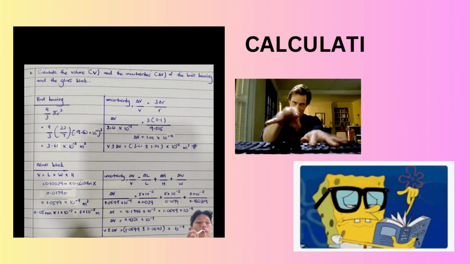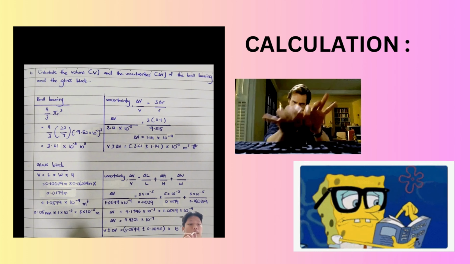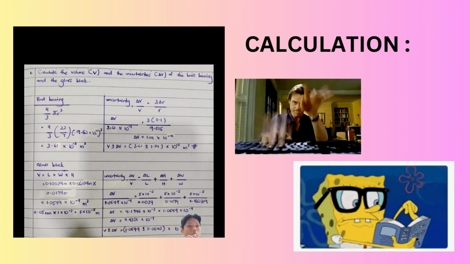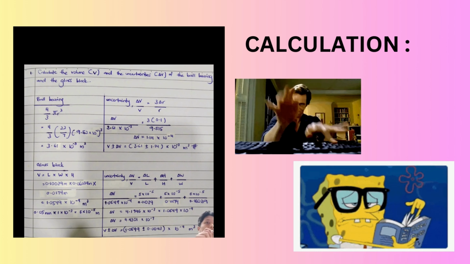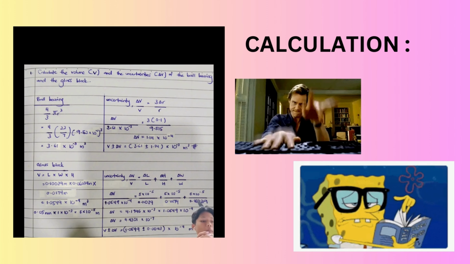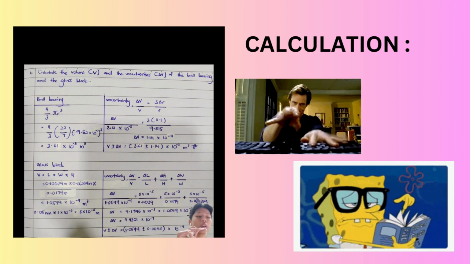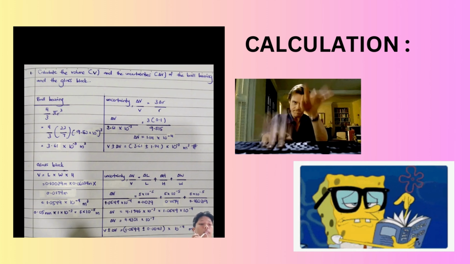So question number 1 asks to calculate the volume and the uncertainties of the ball bearing and the glass block. To calculate the volume of the ball bearing, we must use the formula 4 over 3 pi r to the power of 3. I put the data into the formula. So 4 over 3 times pi times 9.52 times 10 to the power of negative 2 to the power of 3. And the answer is 3.61 times 10 to the power of negative 3.